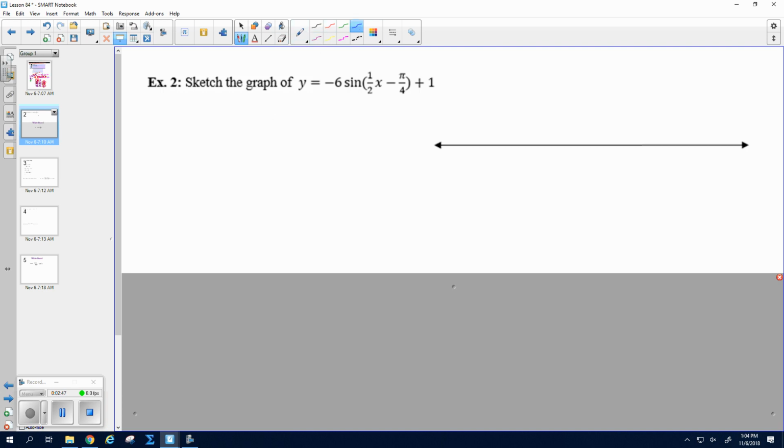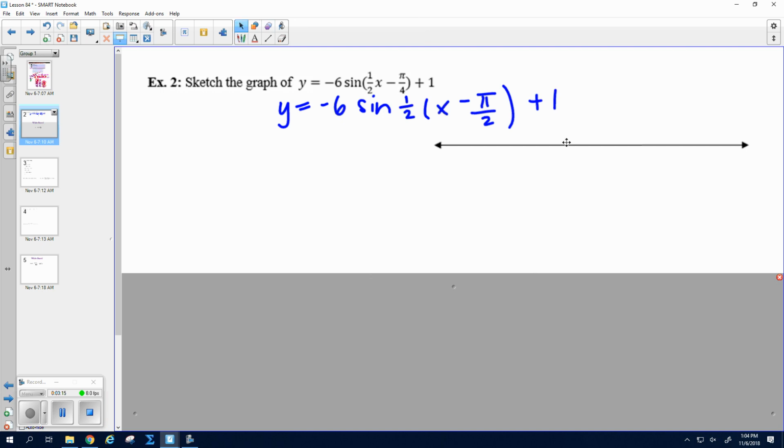All right, so I have y equals negative 6 sine, and what do I need to do first? Yeah, factor out the 1/2. So if I take out a 1/2, what would this be? Yeah, pi over 2, because I have to be able to multiply back to get pi over 4. All right, so here's my line.